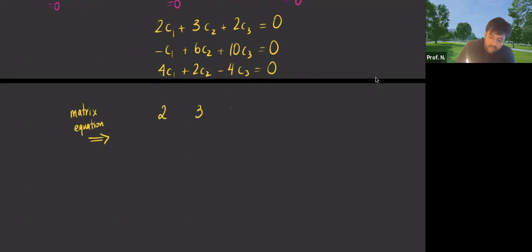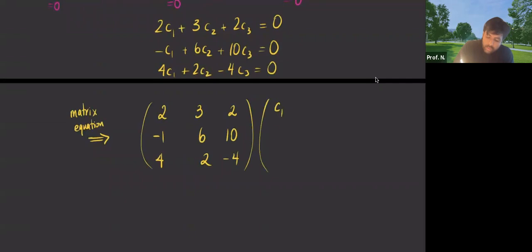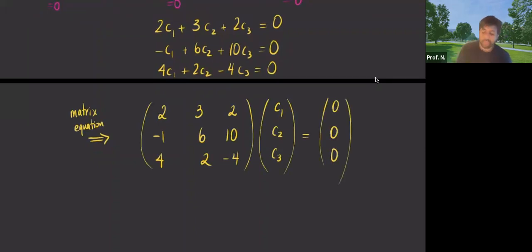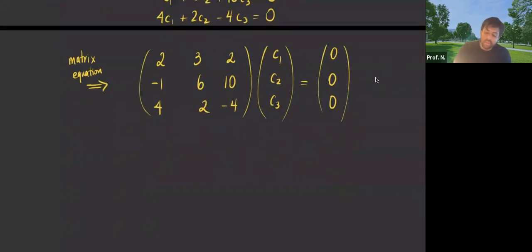So this is my matrix equation. 2, 3, 2, negative 1, 6, 10, 4, 2, negative 4. It's my coefficient matrix. And my column vector is C1, C2, C3, which are the coefficients of my polynomials, and I get 0, 0, 0. And so knowing whether or not C1, C2, C3 has a unique solution to this homogeneous system boils down to whether or not this square matrix has a determinant of 0 or not.